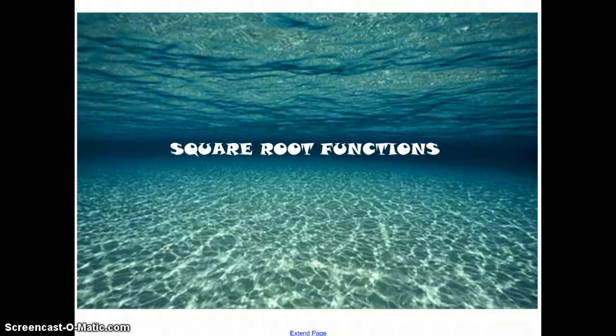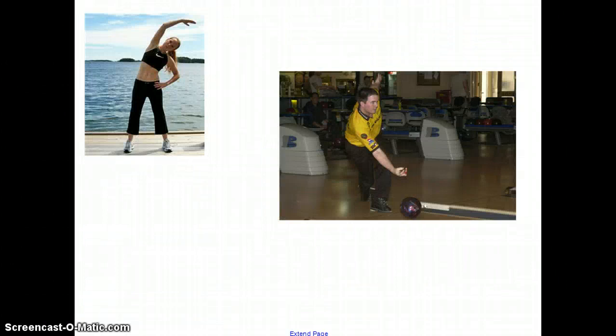Lesson 3 in Chapter 7 deals with square root functions. We'll be graphing, and we'll be using square root functions to solve word problems. It's going to be lovely. When we graph square root functions, they look like this.